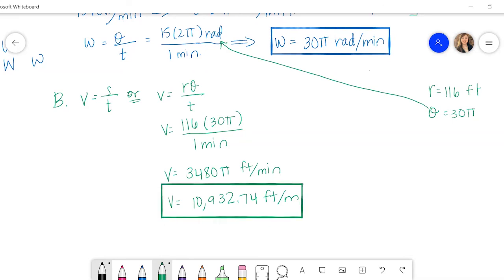And I do want to mention right here, those units of measure are very important as we go through this. You don't want to leave them out.